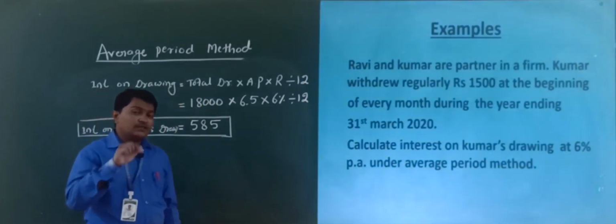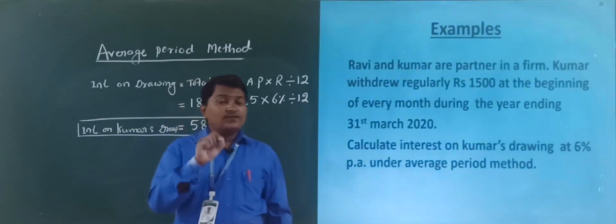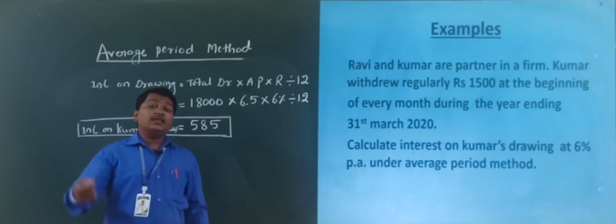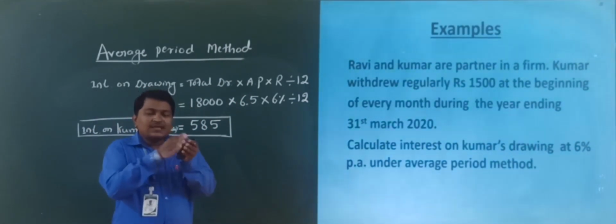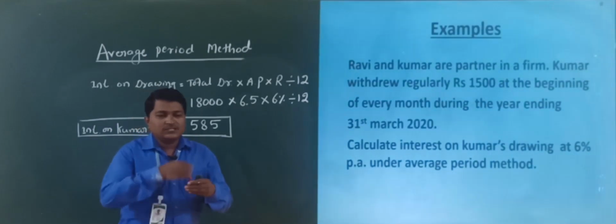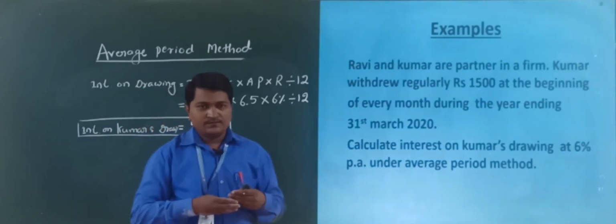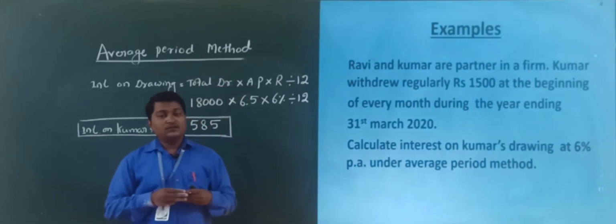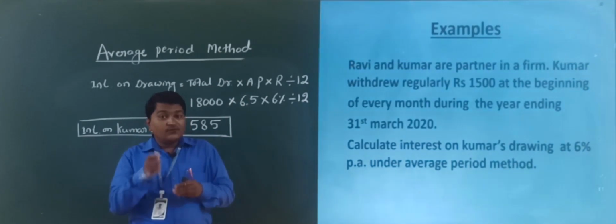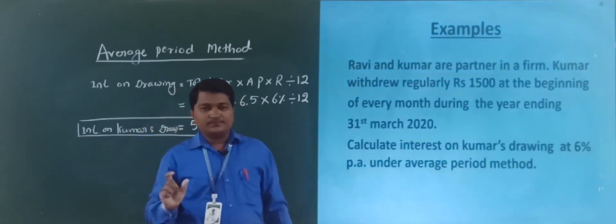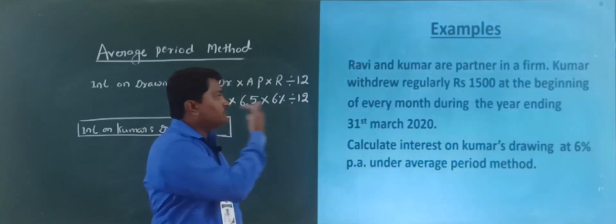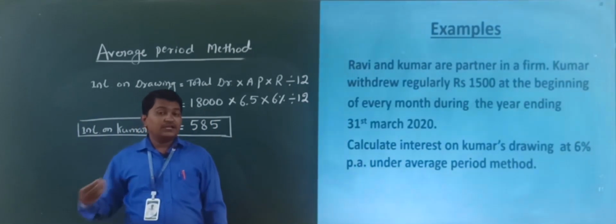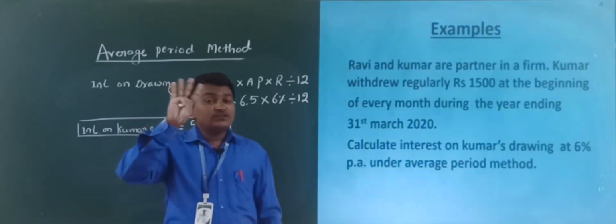This is the only method applicable if the partner withdrew the drawing amount regularly, after the same interval of time, say for example after 1 month regularly, otherwise regularly quarterly, after 3 months. So if he withdrew regularly with the same interval of time, then only this method is applicable. As you studied in the previous classes, product method and direct method, there he did not withdraw regularly.